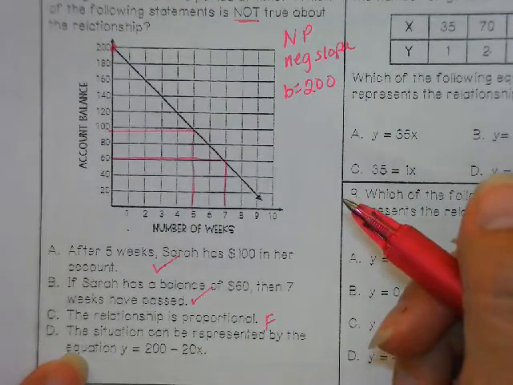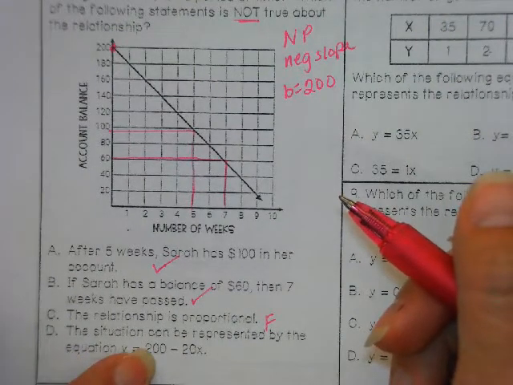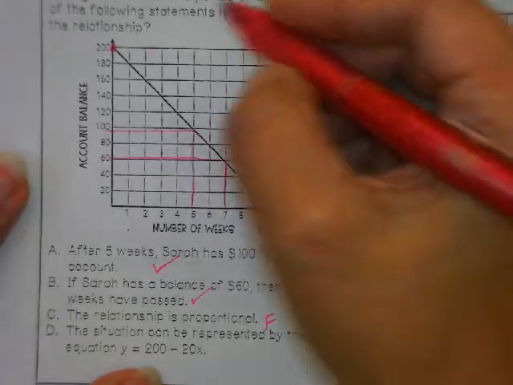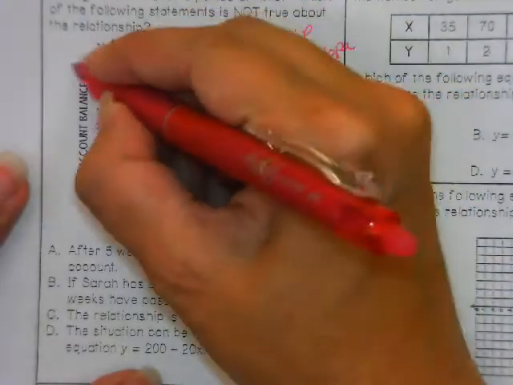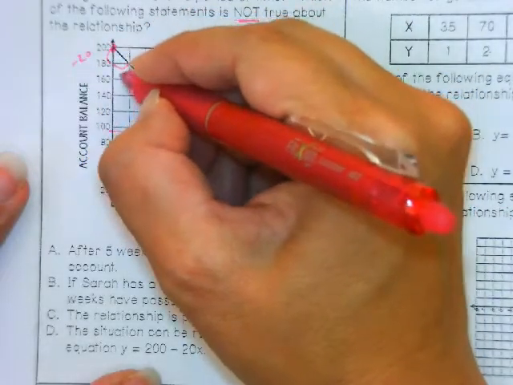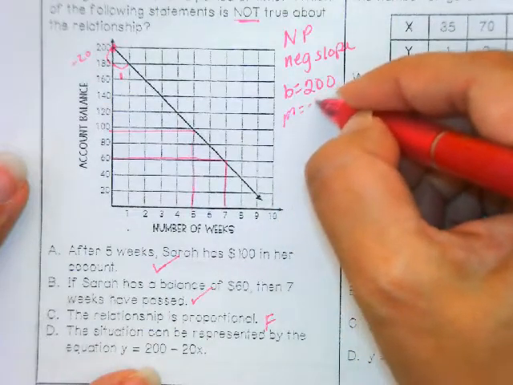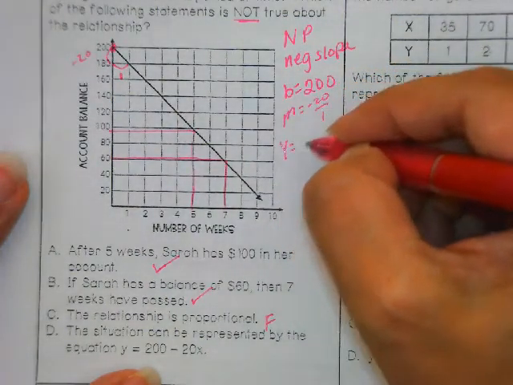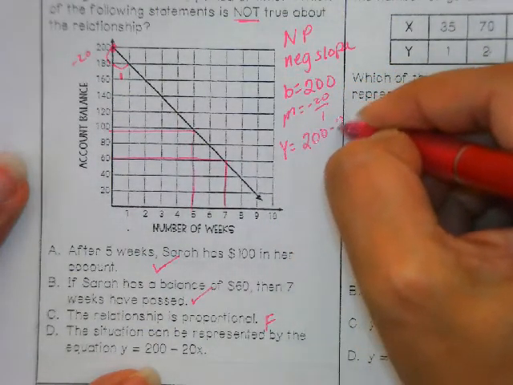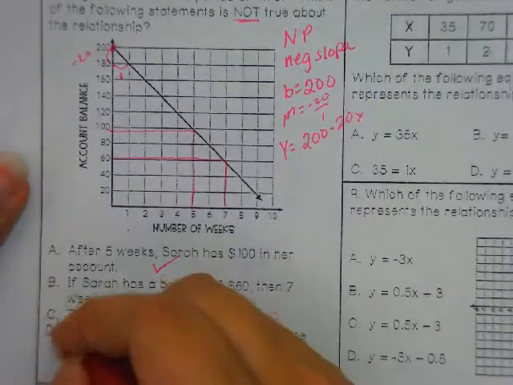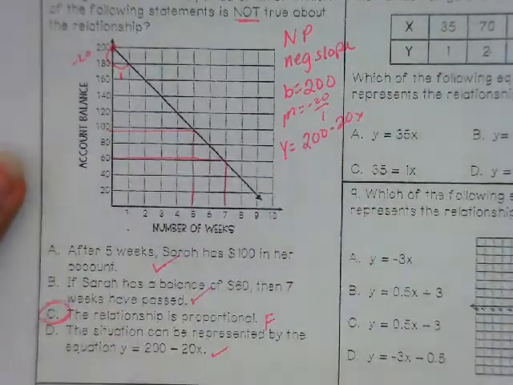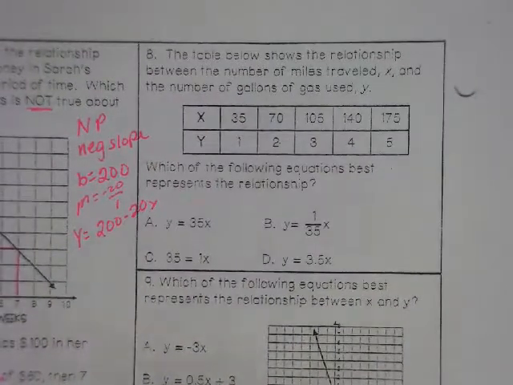Situation can be represented by 200 minus 20x. Well, let's see. Check your scale. We're going down 20 over 1. So our m is negative 20 over 1. So our equation would be 200 minus 20x. So that is true. Which one is false? C. It is non-proportional. Make sure you read and catch that not.